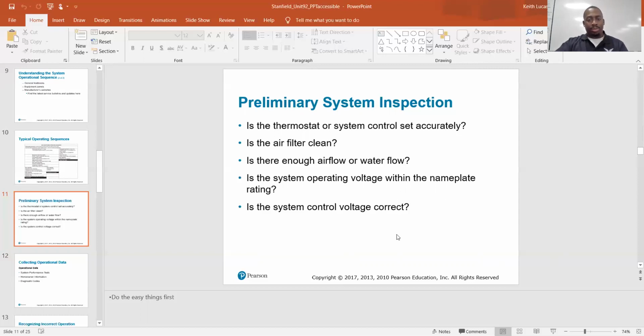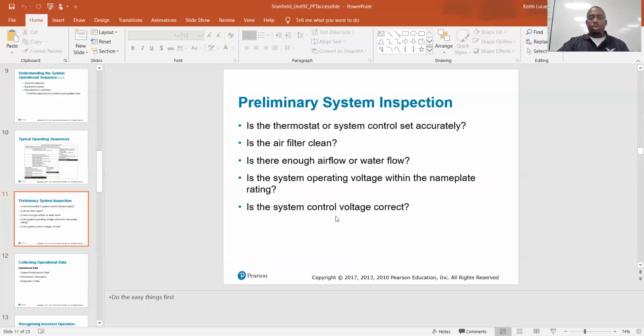Is the system operating voltage within nameplate rating? So basically, are you short? Are you low on voltage? I've had that happen before. You always want to start at the source, open up that disconnect and check and make sure you have the correct voltage. You don't want too little because it's not going to run. You don't want too much or you'll burn something up.